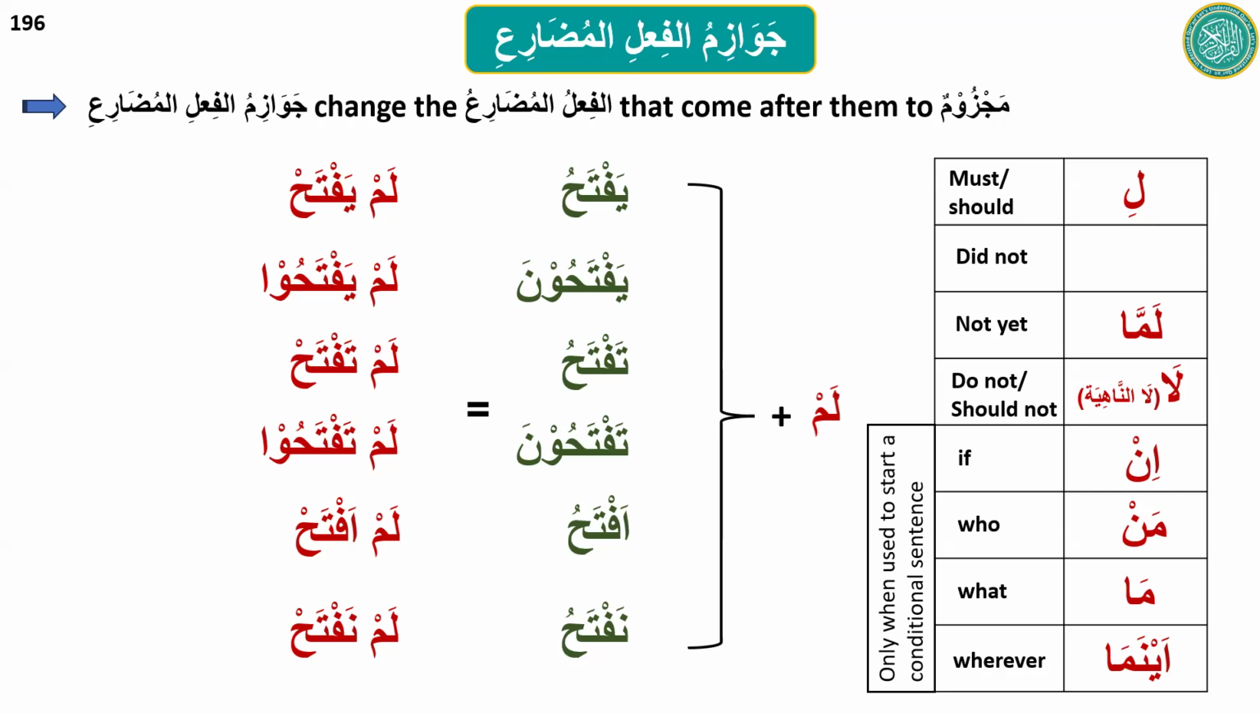Okay. Musab Iqbal. Musab? Yes, assalamu alaikum. Wa alaikum salam. We used lam, which means not, did not, for this example. Okay, you're with me? Yeah. Okay. I want you to use la. Just assume for a second that instead of lam, over here is la, this special la, la annahiya. Okay. So what will be here? La yafta. La yaftahu. La tafta. La taftahu. La afta. La nafta. Okay.